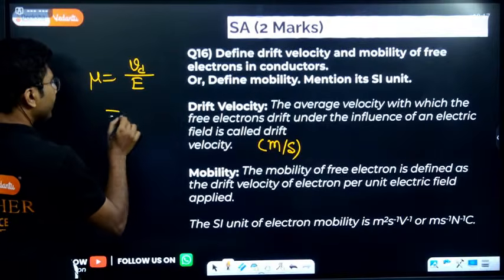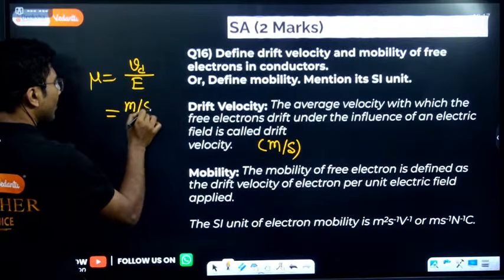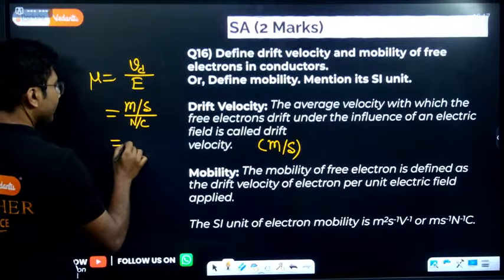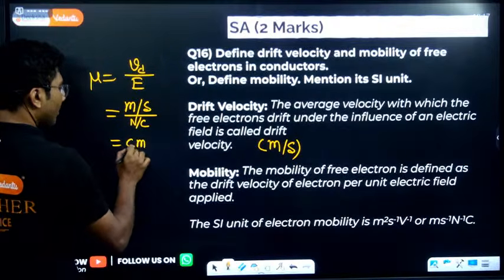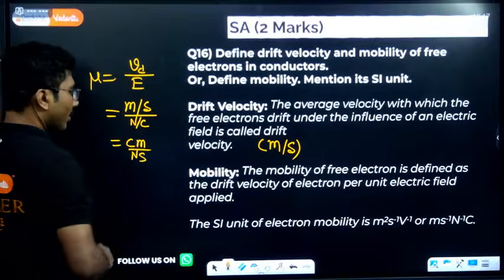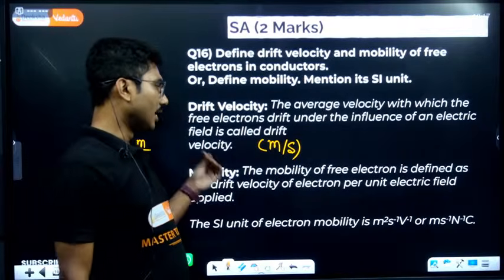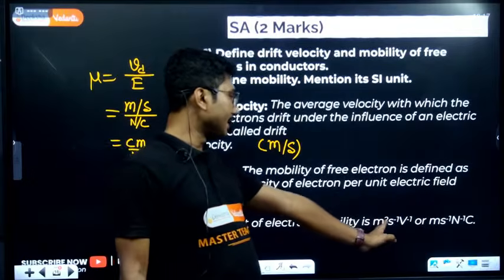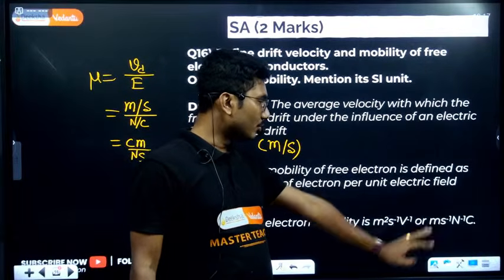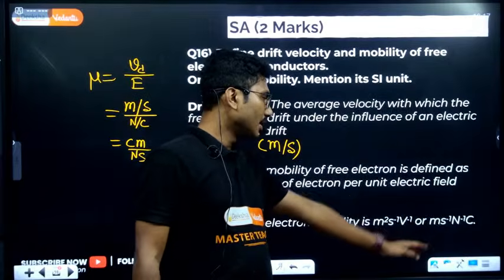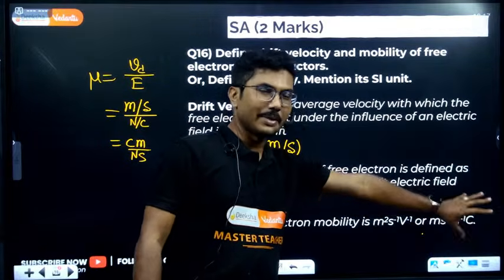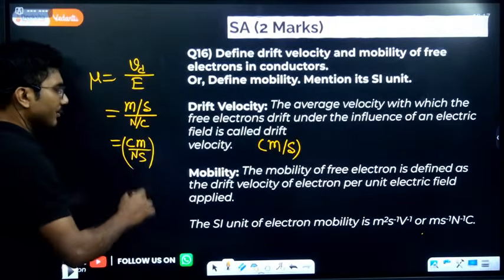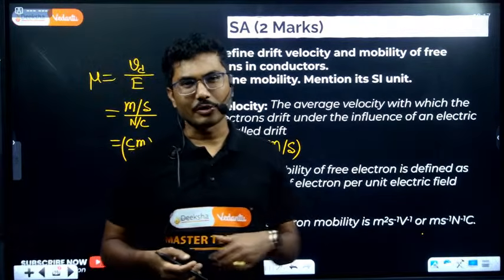So what is the unit of drift velocity? Meter per second. What is the unit of electric field? Newton per coulomb. So its unit is coulomb meter per Newton second. Its SI unit is coulomb meter per Newton second, or meter square per second into volt. As I mentioned, it is meter per second divided by Newton per coulomb, but because it is in division, it is written like that. You can write it this way also; that is also accepted.